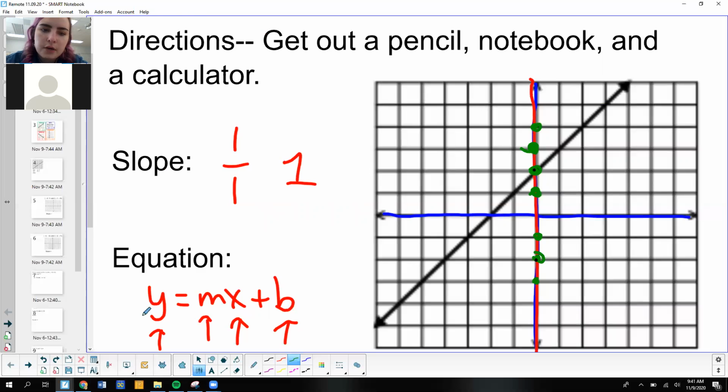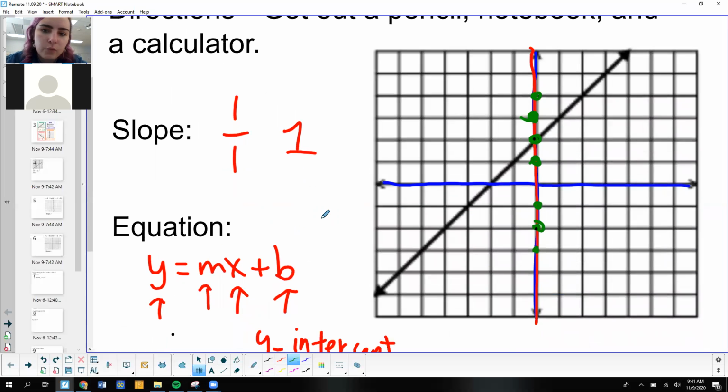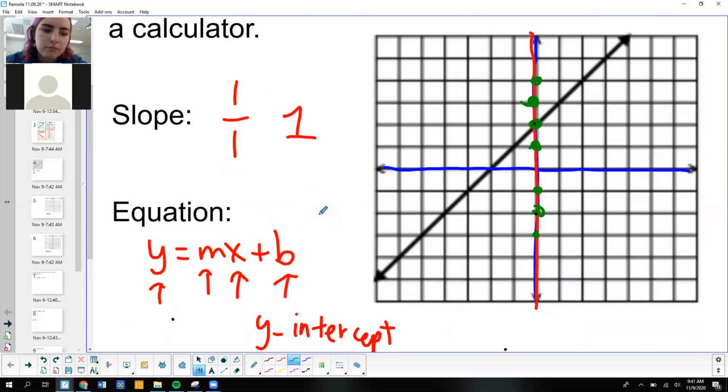Are there any questions about our do now? We're going to review and practice. If you're a little bit confused, ask me questions, but if not, we'll go ahead and move on.